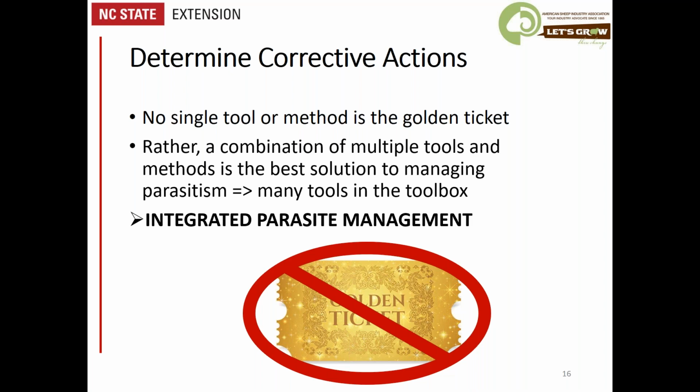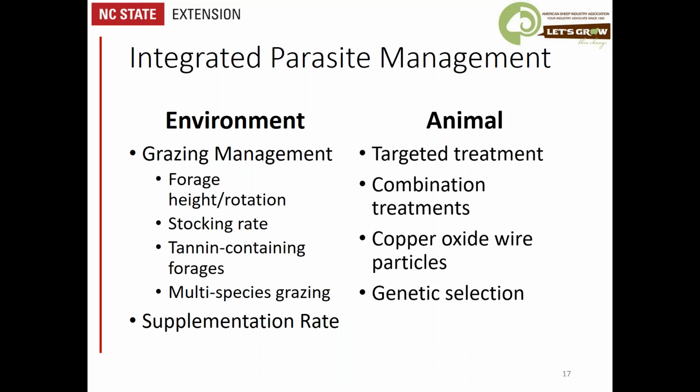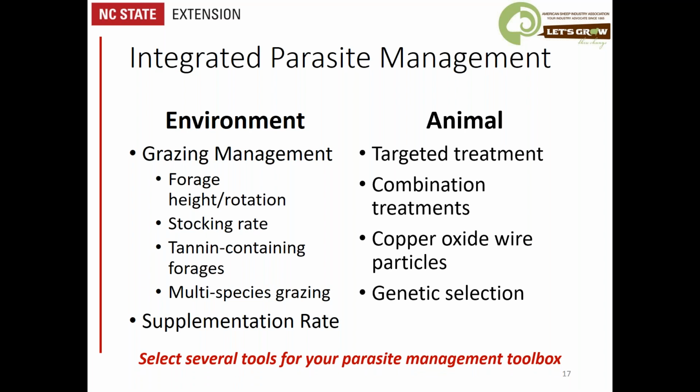And this brings us to integrated parasite management, where we're looking at combining different tools in the toolbox to come at the parasites from multiple angles to help us manage this infection. So we can think about this from an environmental standpoint as well as an animal standpoint. So from the environmental side of things, we can think about grazing management. And I'll go into each one of these in a little bit more detail, so I'm not going to spend too much time here. Or from the animal side, what we can do in terms of managing those animals or treatments that we can apply to those animals to help manage the infection level. So we need to select several of these tools and put them in our parasite management toolbox to be able to effectively manage the parasite populations on our operation.